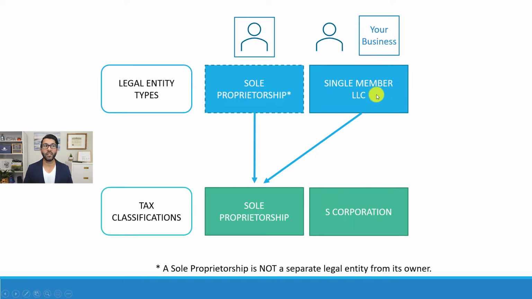If you form an LLC, you can file a form, it's called Form 2553, with the IRS, and elect to have your LLC taxed as an S corporation. One thing to point out here is you'll notice there's no arrow that goes from the sole proprietorship legal entity type to the S corp, because you can't do that. You can only be taxed as a sole proprietorship when you form or start doing business as a sole proprietor. However, if you're a single member LLC, you have the option to elect S corp status, okay?